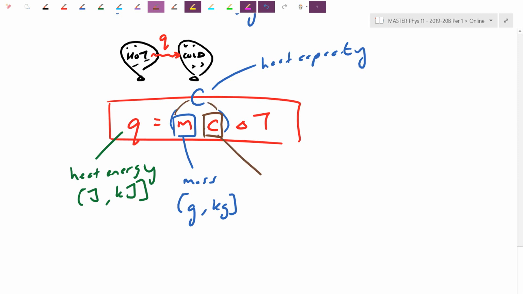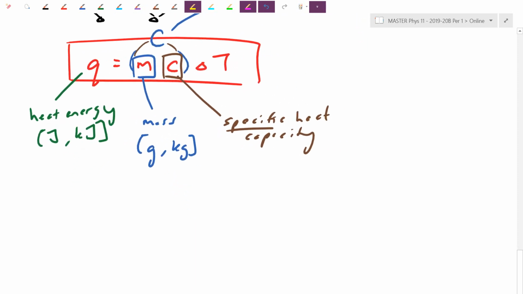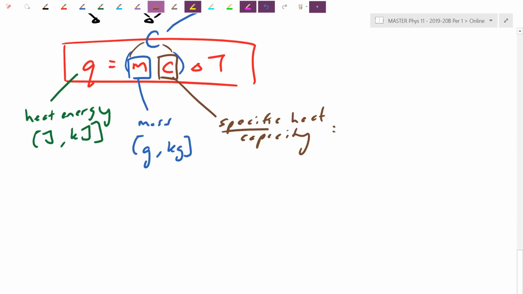If I have lowercase c, which is separate from the M term, we can refer to this as a specific heat capacity. In science, whenever you see that term specific, it probably means that there's a mass term that's pulled out from it. So specific heat capacity here depends on the material, and this is a constant that describes how easy it is to heat the material.